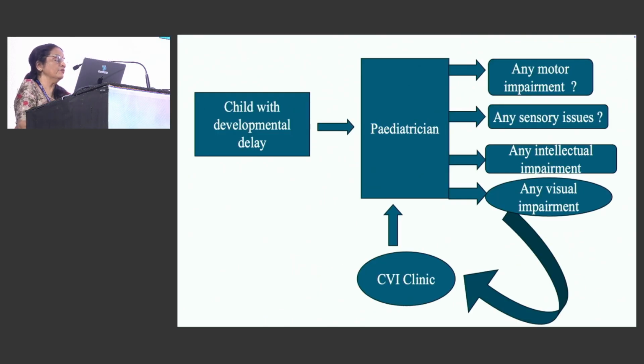So any child coming to the REIC will be first screened by a pediatrician who rules out any motor or sensory issue and will be sent to the CVA clinic. But a child coming straight to the CVA clinic after evaluation will always undergo a pediatric evaluation also.